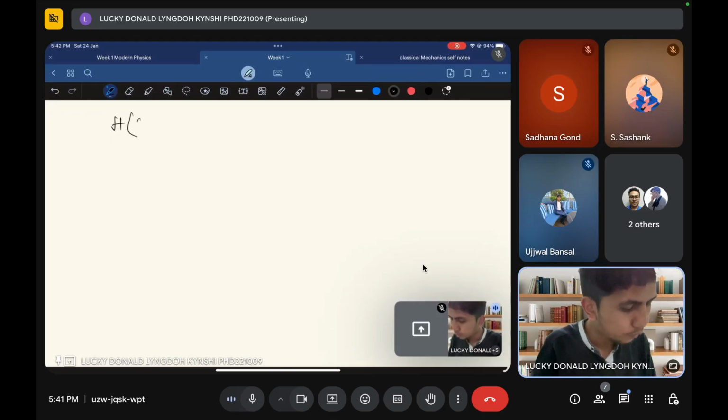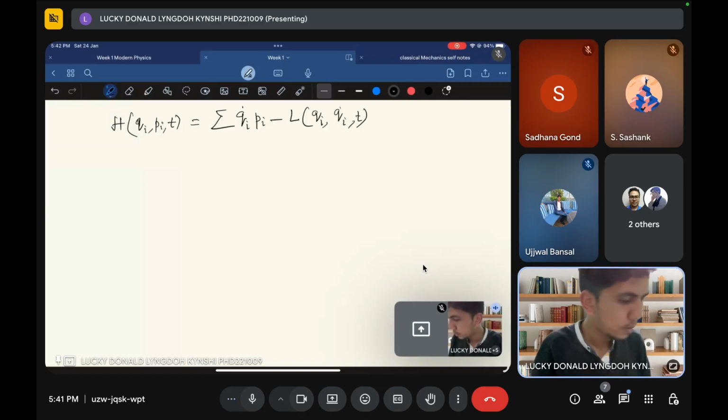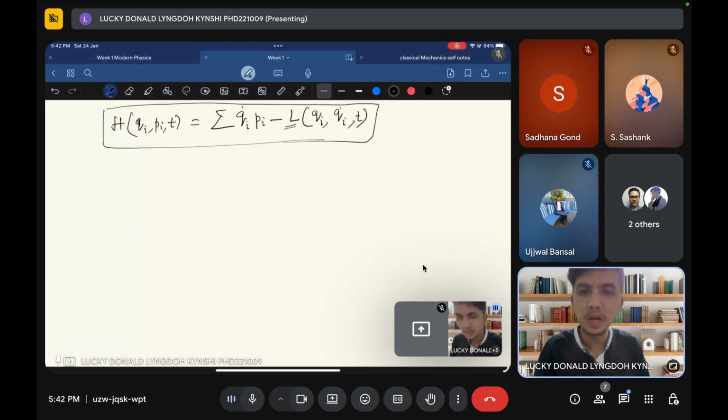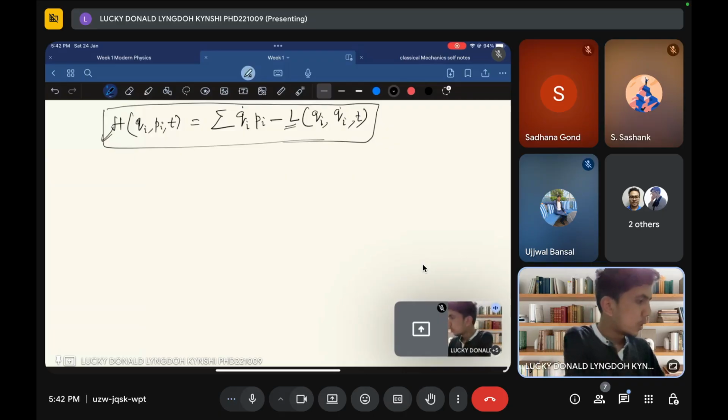So Hamiltonian, which is a function of qi, pi and time t, is equal to the summation of qi dot pi minus Lagrangian, a function of qi, qi dot and time t. That means you have expressed your Lagrangian, whatever you have done before, in terms of your Hamiltonian using this equation. Just a second.